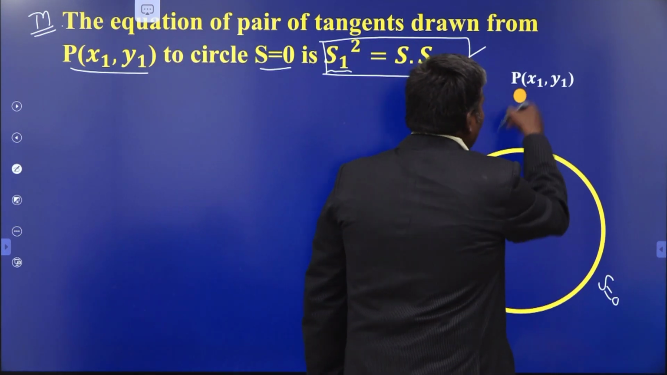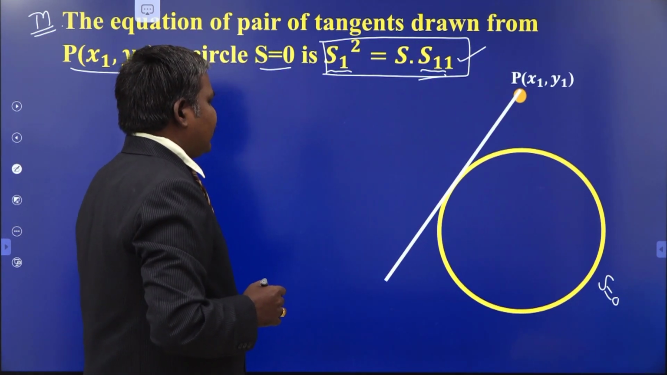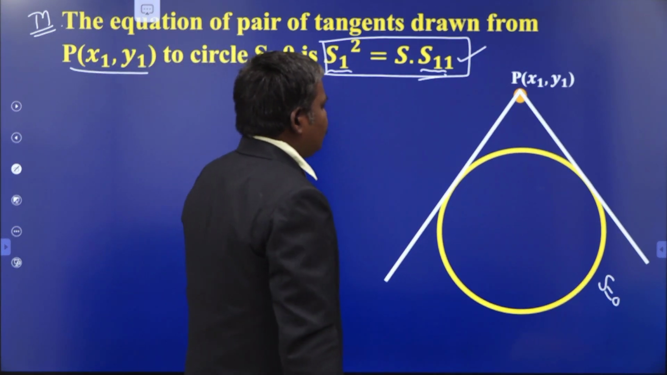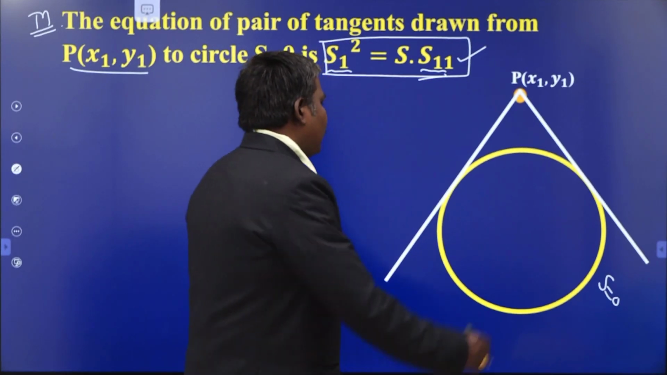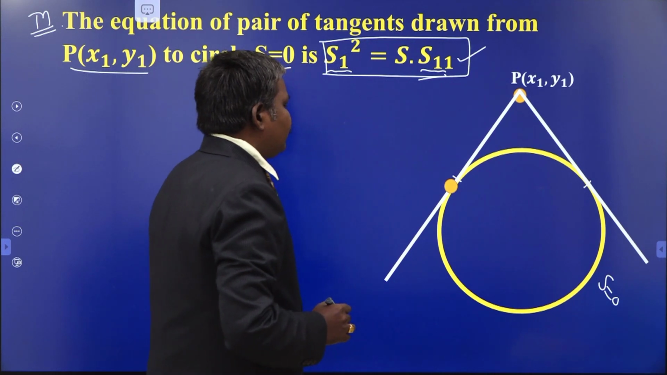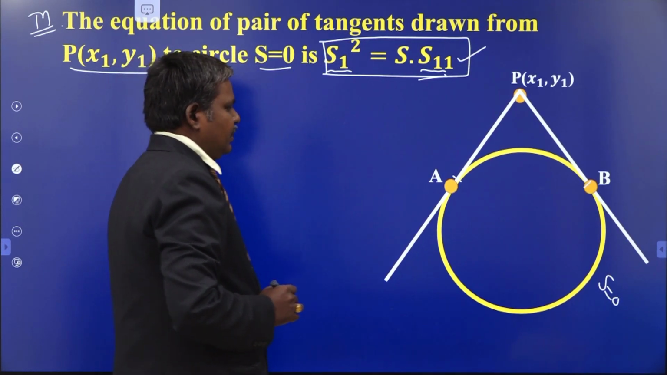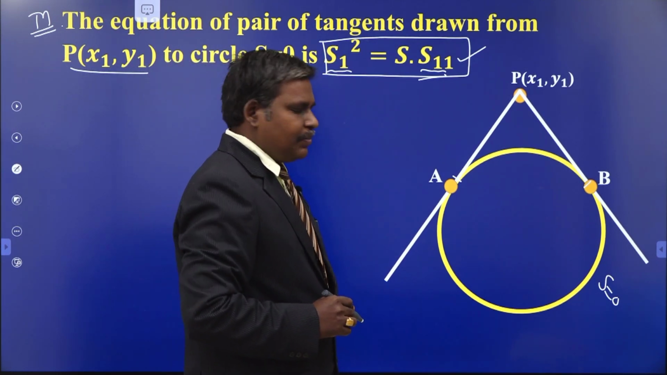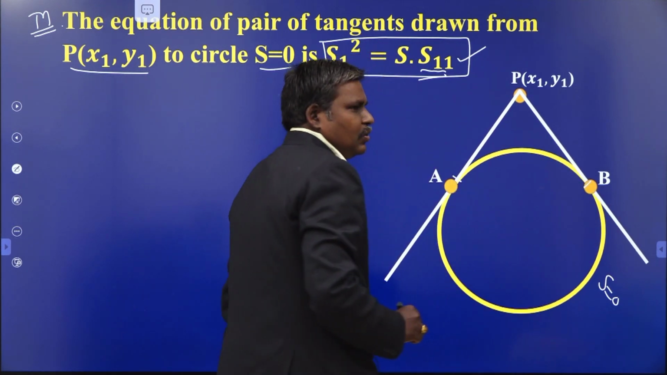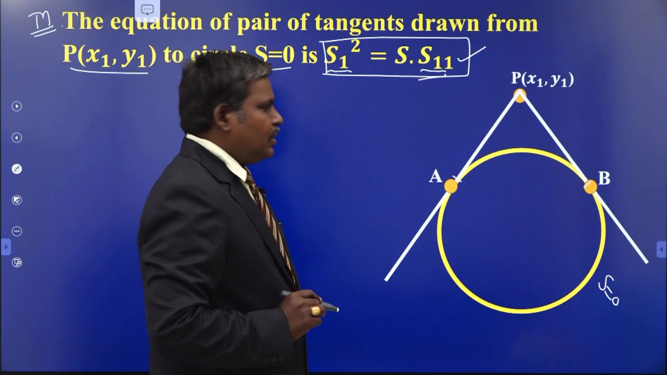So from this point how many tangents can you draw? 2 tangents can be drawn. This is one of the tangents as shown in this figure. This is the other tangent drawn from P to the circle. So how many points of contact exist? There exist 2 points of contact. This is one point of contact, A say, this is the other point of contact, B say. What is your claim? You have to find the combined equation of APB, the equation of the pair of tangents APB. Understand? This is your claim.